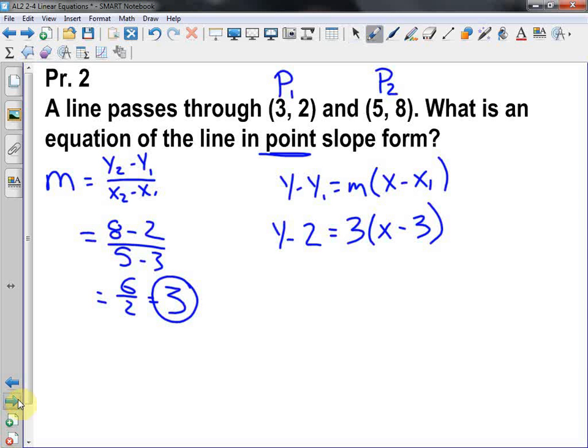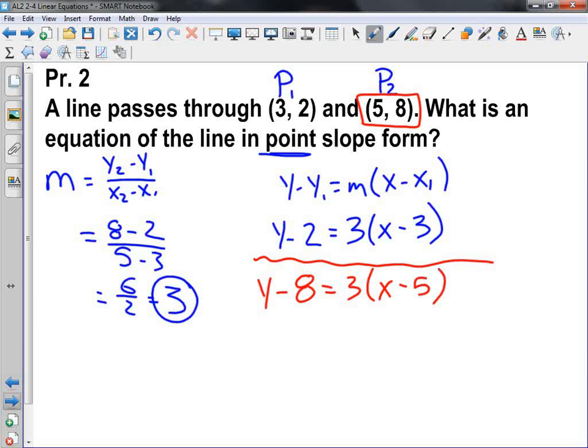Now, did anybody here want to use point 2 instead of point 1? Yeah, sure, why not? Okay, so in this case, I'm going to use this point instead. So here it's going to be y minus y, which is 8, equals 3 parentheses x minus my x, which is 5. Do those 2 equations look different? Yes, they look different. Are they different, though, mathematically? No, they mean the same thing. Okay? So for these types of problems, if they have 2 points, we'll have 2 correct answers. All right?